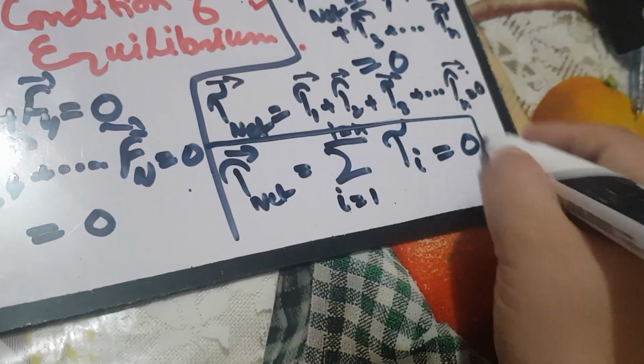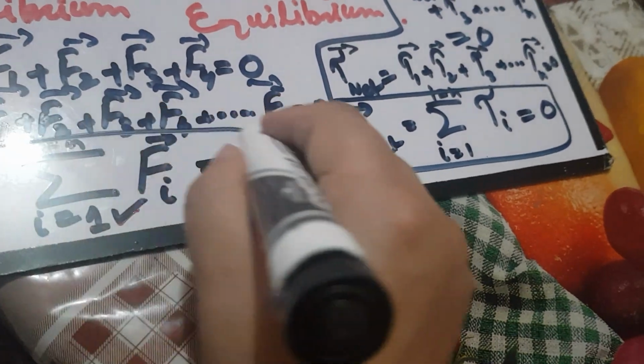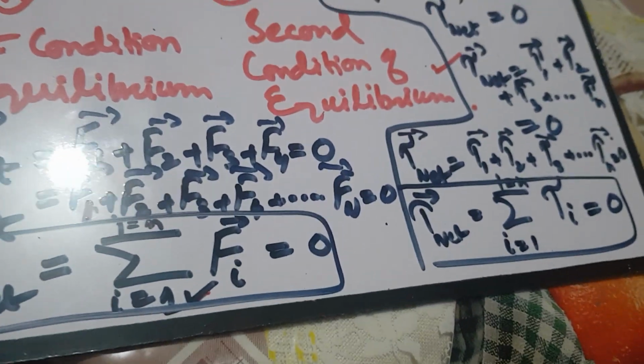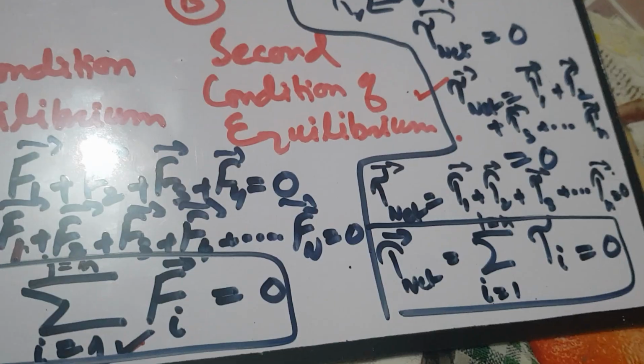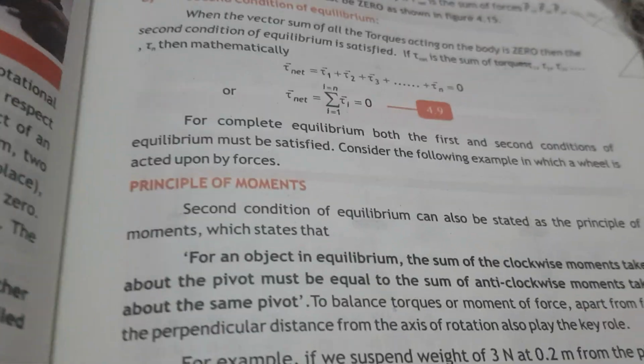So these are the two mathematical conditions for the first and second conditions of equilibrium. Just go through your book, equation numbers 4.8 and 4.9, and give me feedback on whether you understand the logic or not.